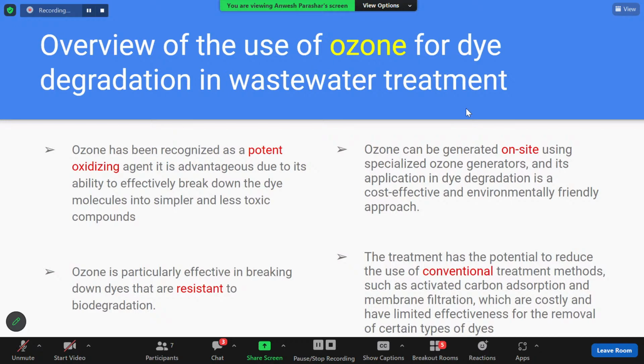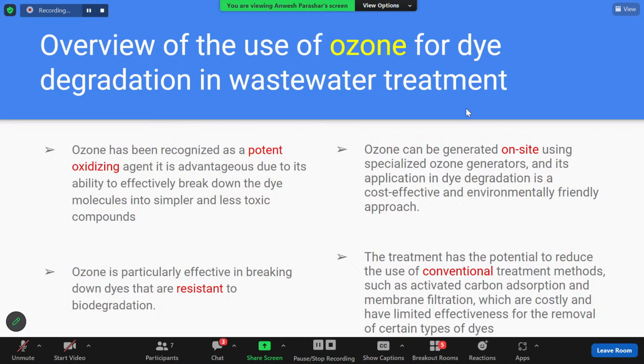So the most prominent question is, why are you choosing ozone, why not other chemical substances? Here I have given an overview of the use of ozone for dye degradation in wastewater treatment. Ozone has been recognized as a potent oxidizing agent for the degradation of dye compounds in wastewater treatment. The use of ozone is advantageous due to its ability to effectively break down dye molecules into simpler and less toxic compounds, leading to improved water quality.